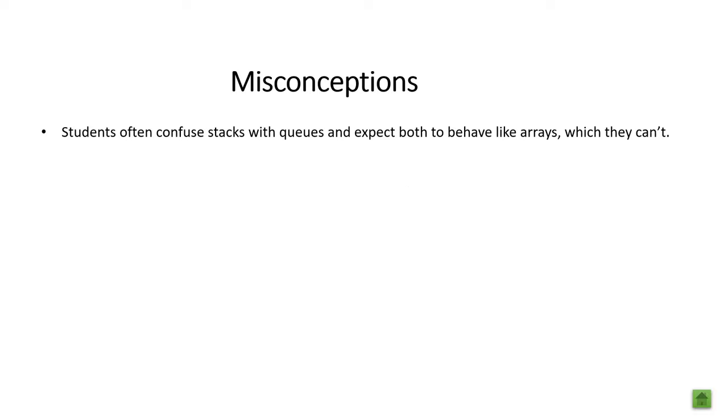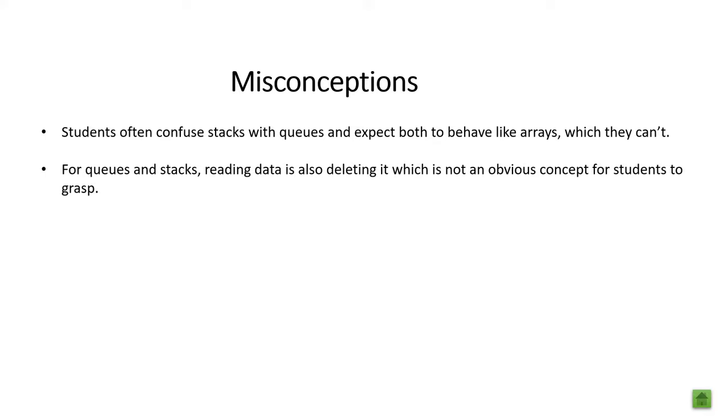So, what I normally see, students often confuse stacks and queues, and they expect them to behave like an array, okay? And they can't behave like that. These are all independent data structures. Now, some data structures can have data structures inside them, like records.